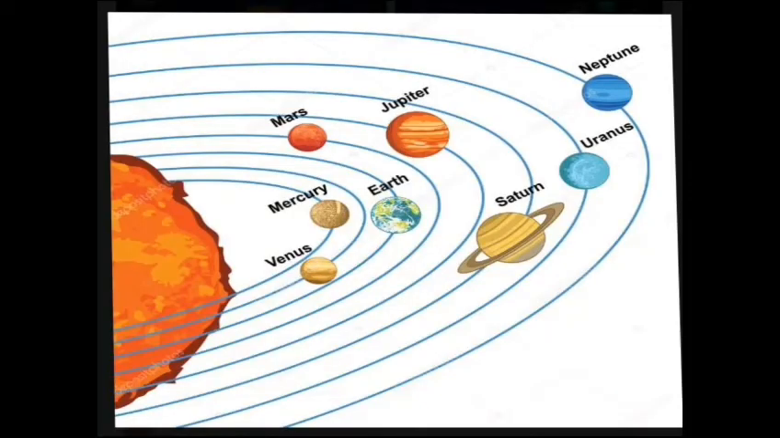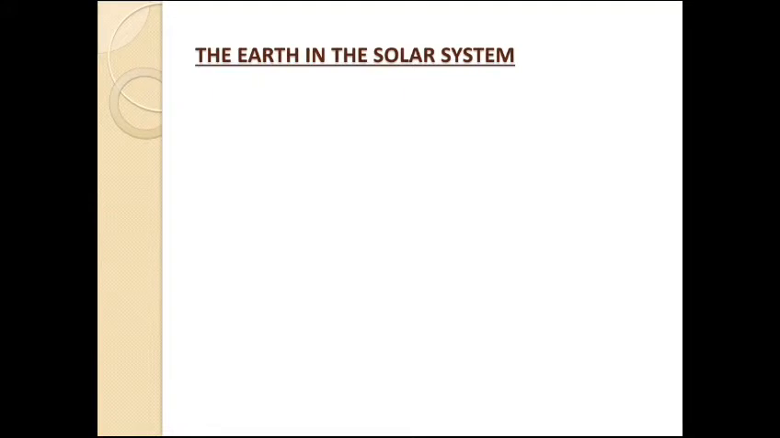So this is the solar system. The Sun and the 8 planets comprise the solar system. The planets are Mercury, Venus, Earth, Mars, Jupiter, Saturn, Uranus and Neptune. Then next we can move on to the chapter.